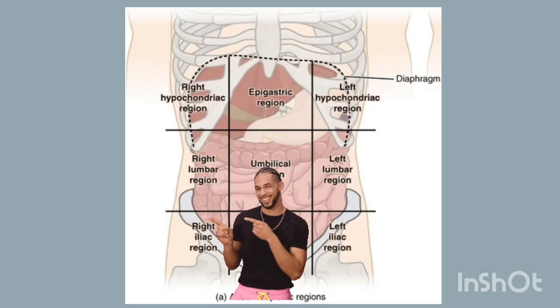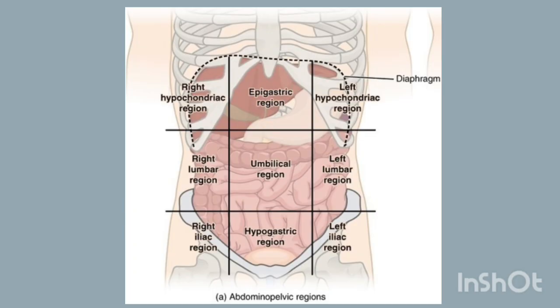So the right hypochondriac region is showing that it is below the ribs, or around the ribs. You understand? So that's it.